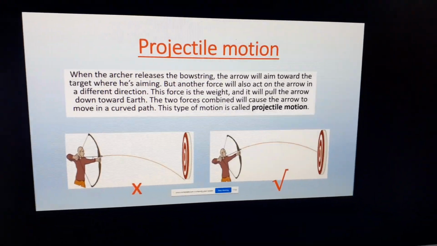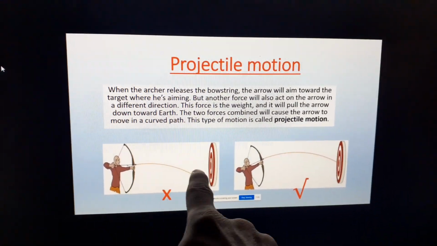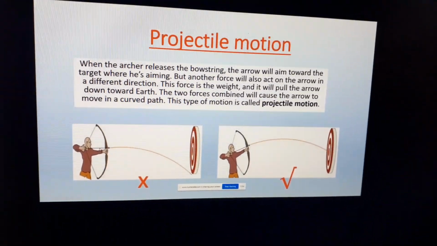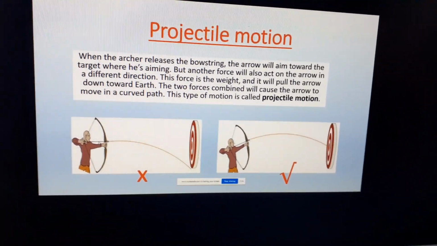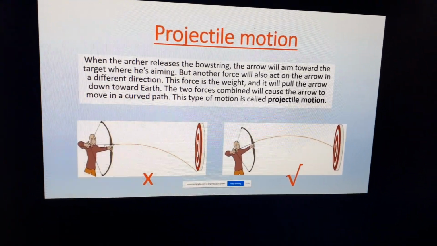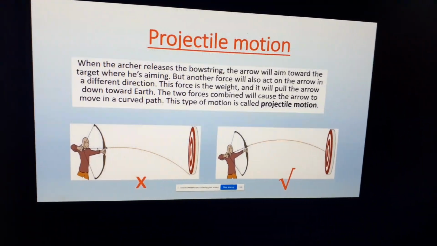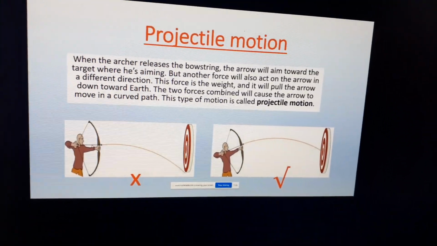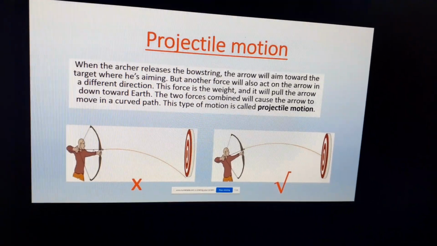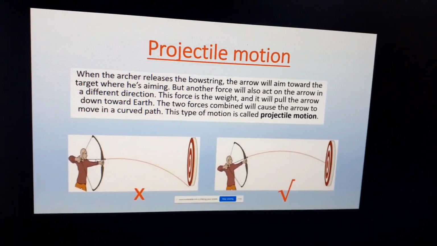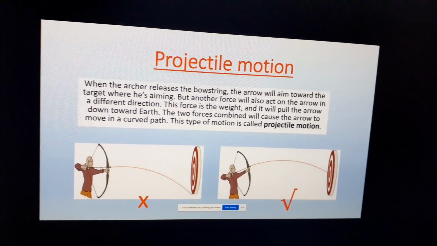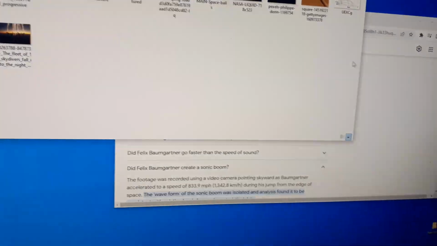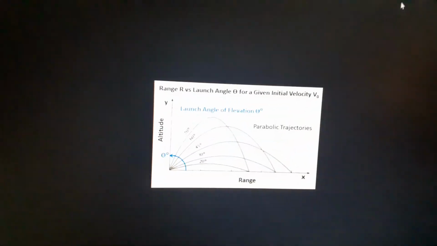Projectile motion. So it's showing you an arrow. You can't just aim it straight. You need to angle it up. So when it actually releases the bowstring, the arrow will aim toward the target where it's aiming. But another force will also act upon the arrow in a different direction. This force is the weight, and it will pull the arrow down towards Earth. The two forces combined will cause the arrow to move in a curved path. This type of motion is called projectile motion. I've got an example of it there.